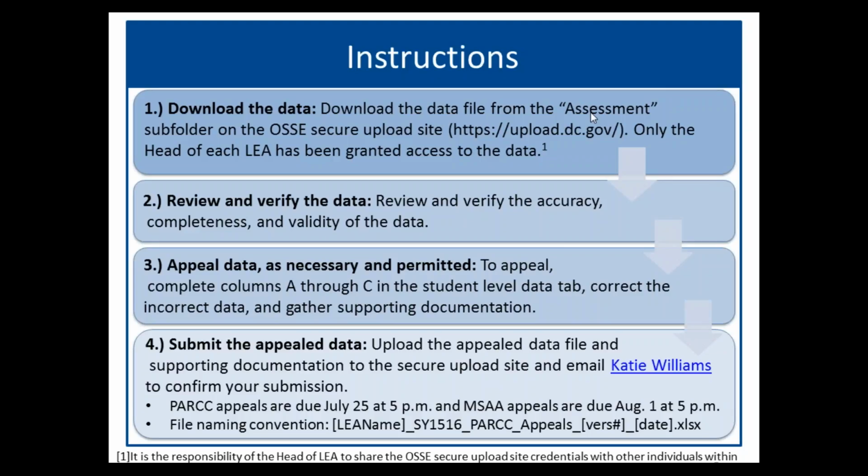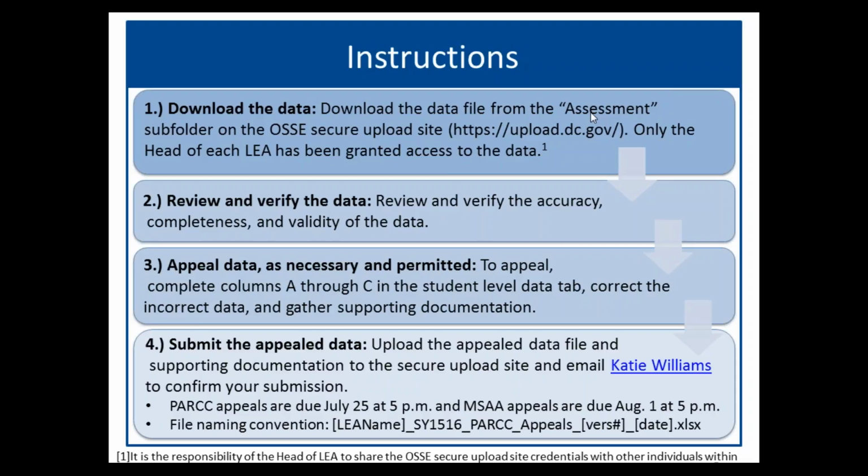So that is the very first thing you need to make sure you're able to do. Download the data, and this needs to be done immediately if you haven't already. Then once you're in the data, the action is to review and verify the data for accuracy, completeness, and validity. If you feel that the data are accurate, complete, and valid, no further action is needed. If, on the other hand, you want to appeal the data, you need to complete steps 3 and 4.